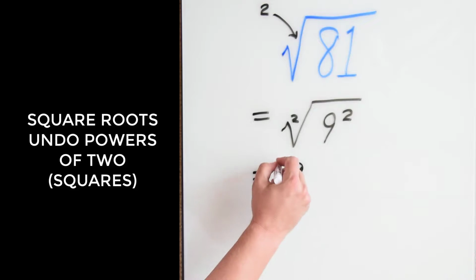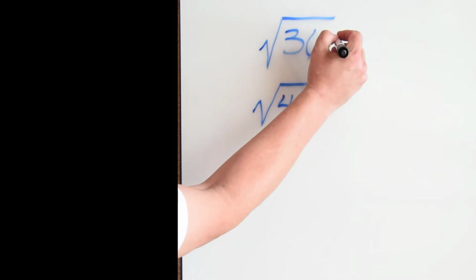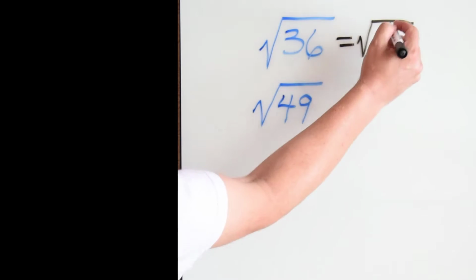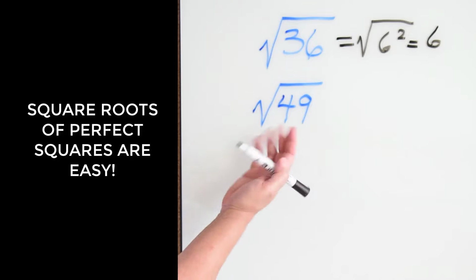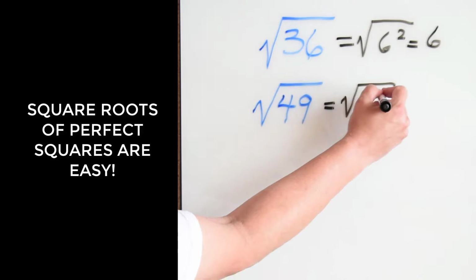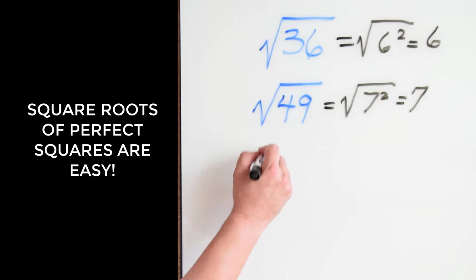So if you change 81 into 9 squared, then it vacuums up the 2 and you're left with 9. Let's look at 36. The square root of 36 is the square root of 6 squared. Vacuum up the 2 and you get 6. How about 49? The square root of 49 is the square root of 7 squared, and you get 7.